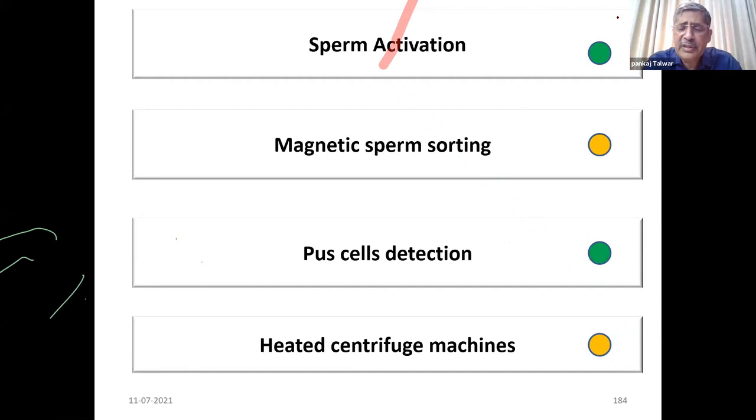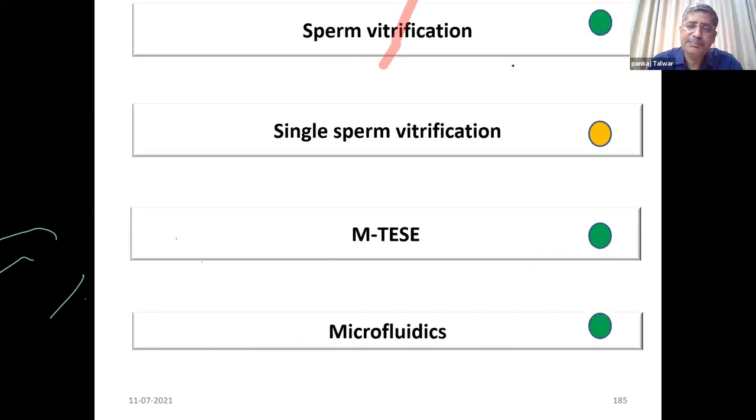Then heated centrifuge machines, amber, not actually required. Pus cell detection, must do it in every patient. Magnetic cell sorting is amber. You may do it. I don't recommend this for all the patients. Sperm activation, yes, whenever indicated. Whenever we have low sperm motility, this can be done. It works very well. Microfluidics, green. Do it in case it is indicated. Microtesa, green, in case we have an indication. When FSH is very high, LH is high, testicular size is low, microtesa is good. But don't do it for any routine patient.